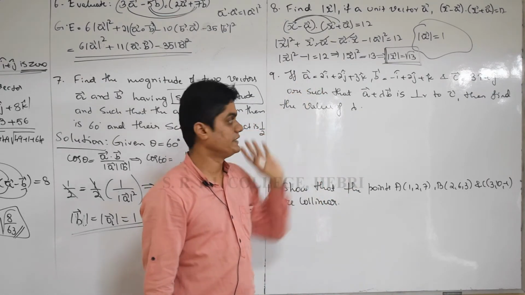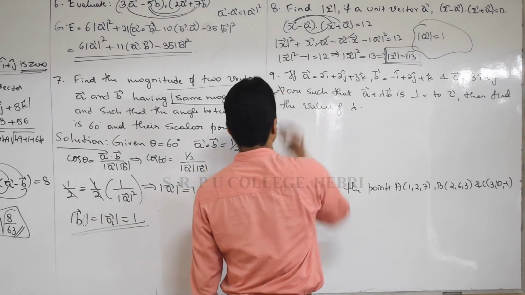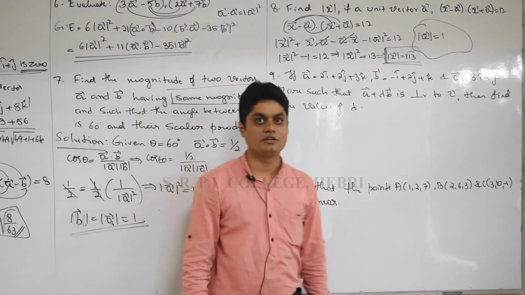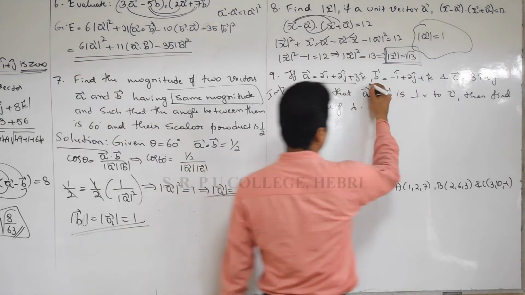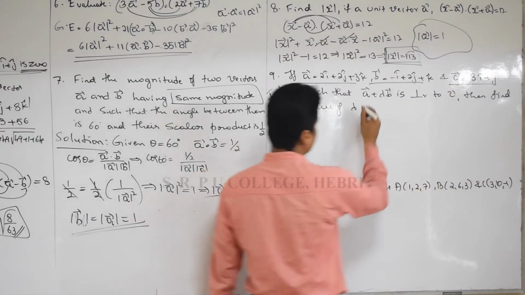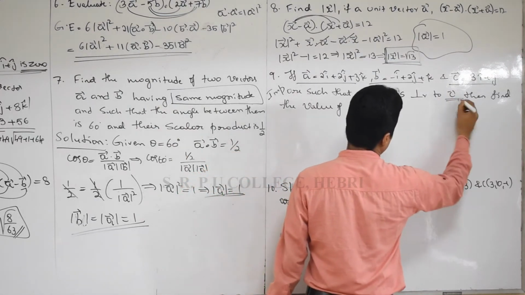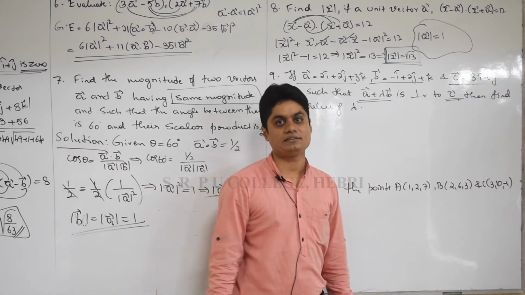Correct? Very good. Next. This is also one important question. It is asked in the final exam for 3 marks. The question: vector A is given, vector B is given, vector C is given, and it is also given that vector A plus lambda B is perpendicular to vector C. Then find the unknown lambda present in vector A plus lambda B.